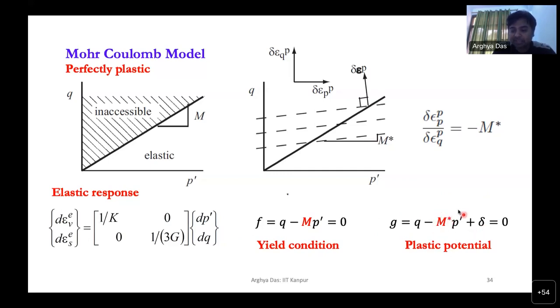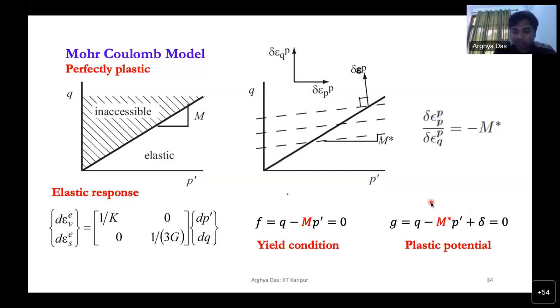This M star is popularly known as the parameter which is related to your dilation property. And if we get the stress dilatancy relationship for this particular model, the ratio of the volumetric plastic strain to the deviatoric plastic strain is minus M star. If you take any of the standard finite element codes, which could be Plaxis, Abaqus, or anything, this M and M star are generally calibrated. One is from the friction angle phi, another is through the dilation angle psi. That's how this can be modeled.